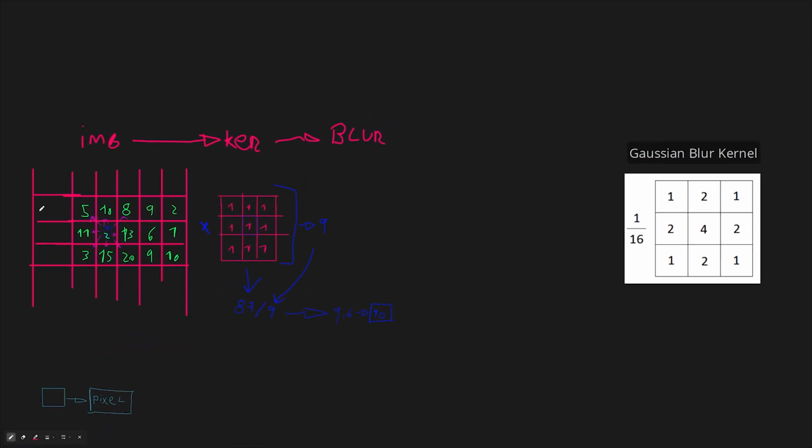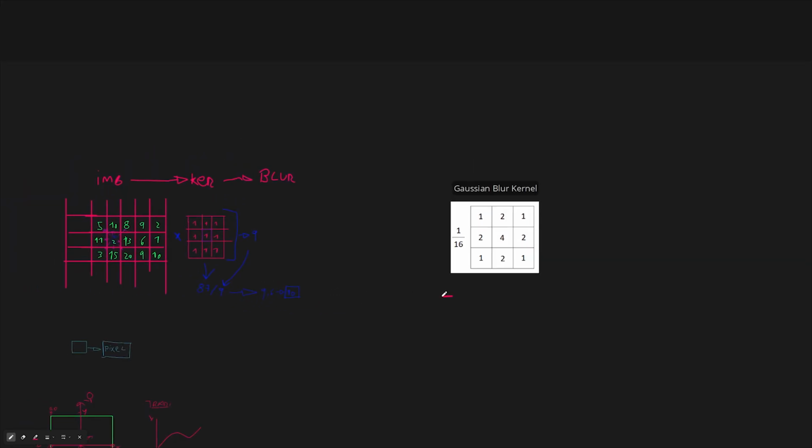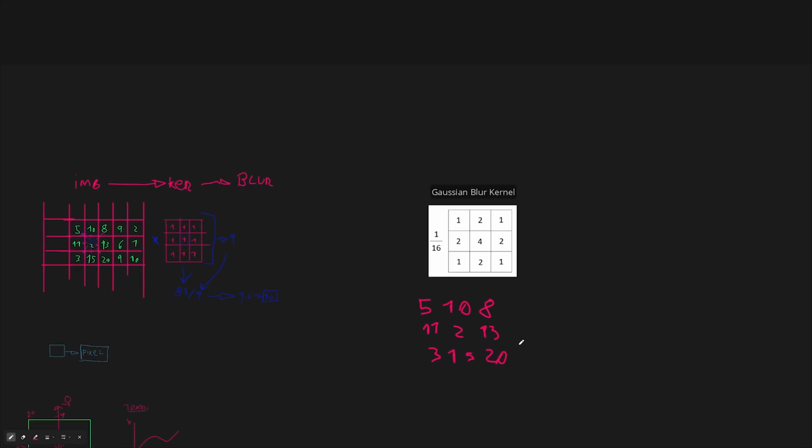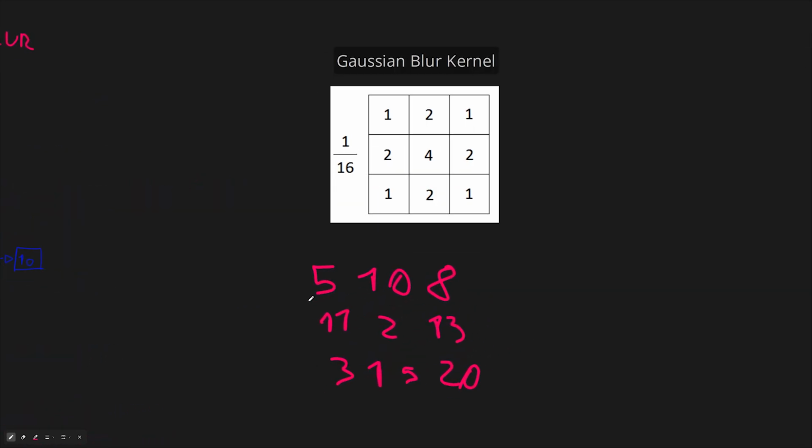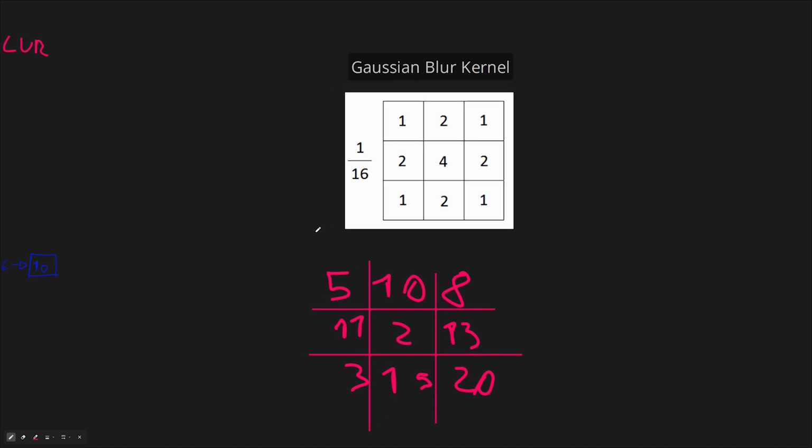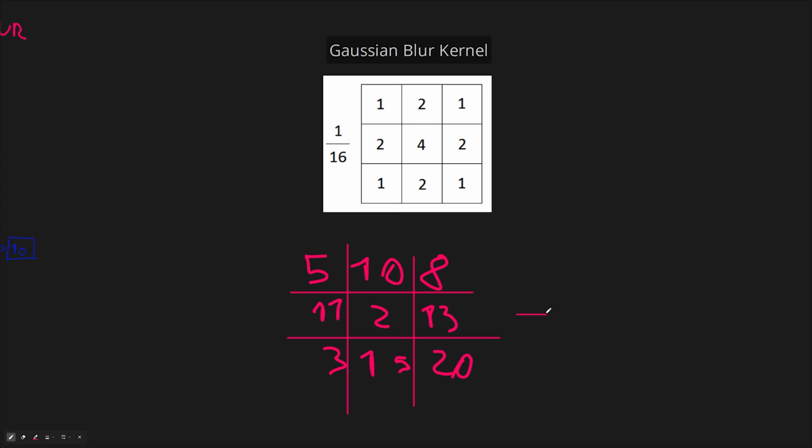And what is going to change compared to the box blur? In the box blur, if you have these values, let me write them down here again: a 5, a 10, and an 8, plus an 11, plus a 2, plus a 13, 3, 15, and 20, usually what you have to do is add all of these numbers together. With the Gaussian blur, you have to do another math, and it's going to look something more like this.